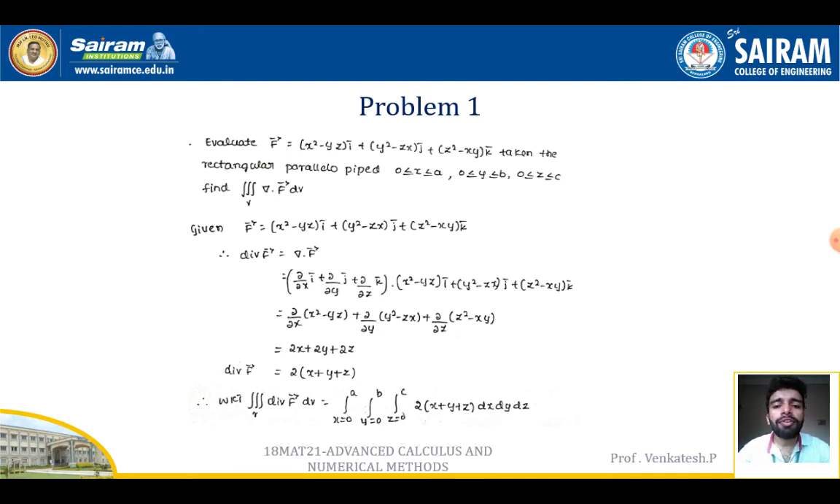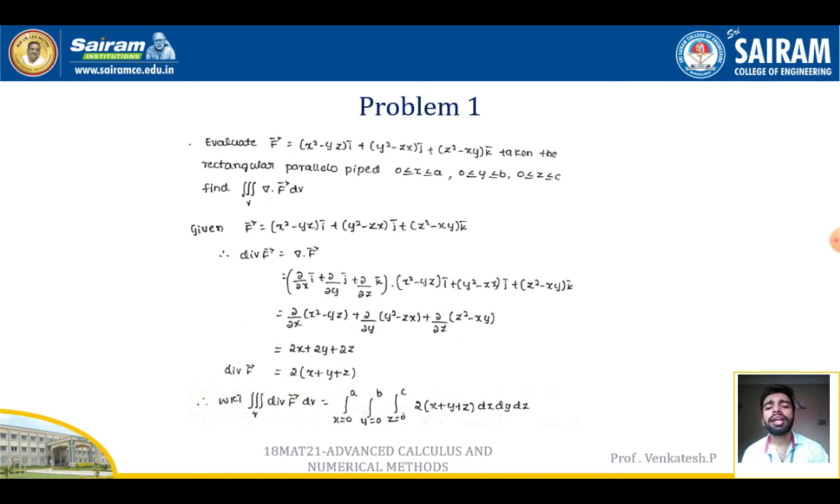So here the first thing is we have to identify the limits for x, y, z. Given that the value of x varies from 0 to a, the value of y varies from 0 to b, and the value of z varies from 0 to c. And we have the f vector also. From this f vector we have to estimate the value of del dot f first. So first let me consider the value of f: f is equal to (x square minus yz) i cap plus (y square minus zx) j cap plus (z square minus xy) k cap.